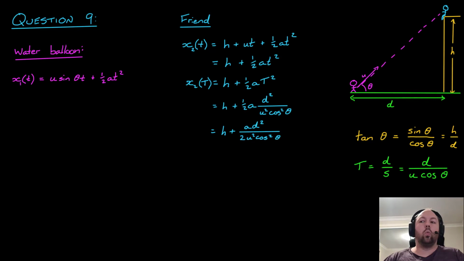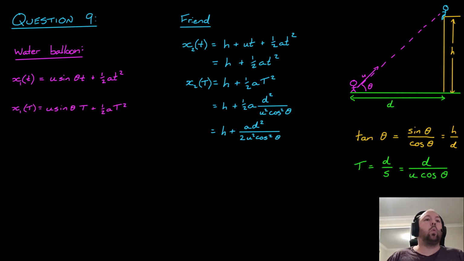Working with the friend position equation, we can work out that when the water balloon hits, so at the time capital T, that function would give us h plus half a capital T squared. Substituting in what we know about that time to be d on u cos theta, we end up with h plus a times d squared divided by 2u squared cos squared theta. Let's go do the same thing to the water balloon equation.